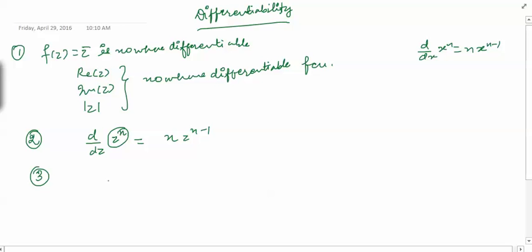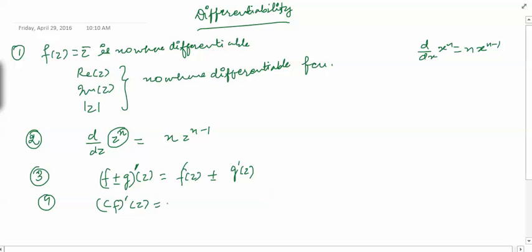Then we have similar properties: if f and g are differentiable, then their sum and difference are differentiable at that point. Okay, so the derivative of the sum or the difference is the sum or difference of the single derivatives, right? And the next thing is, if you multiply a differentiable function with a constant, it will still remain differentiable, and this is the relation.